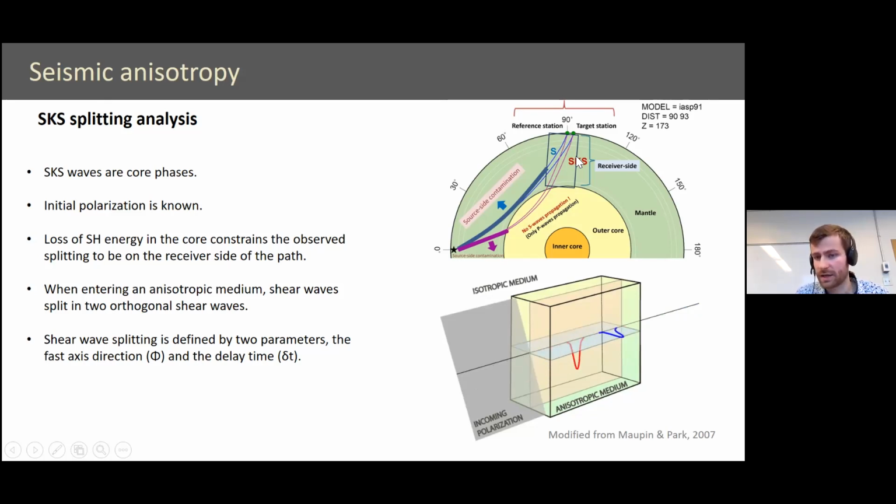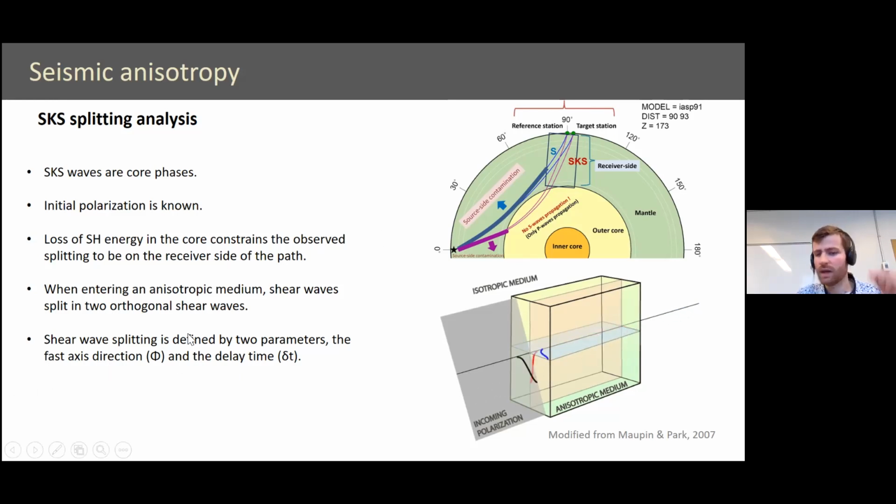So why do we use SKS waves? Mainly for two reasons: because we know the initial polarization, and because any loss of the horizontal energy of the shear wave in the core constrains the observed splitting to be on the receiver side of the path. What does that mean? It means that if there is any signal in the data, it has to be due to seismic anisotropy on the receiver side, just below the seismic station. But you can't really tell where, and you have to assume only one layer. Still, that gives you an idea of the average seismic anisotropy below your station.